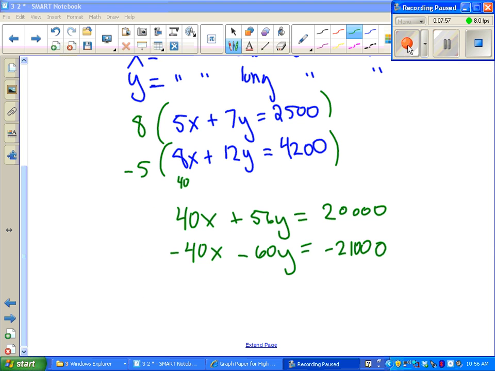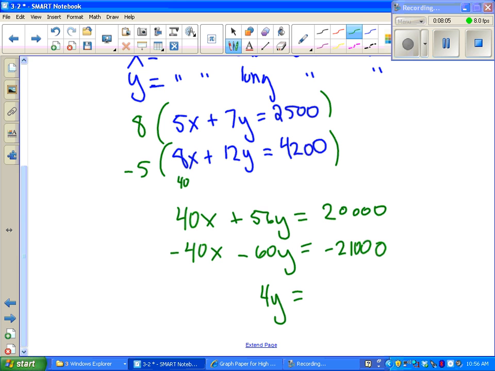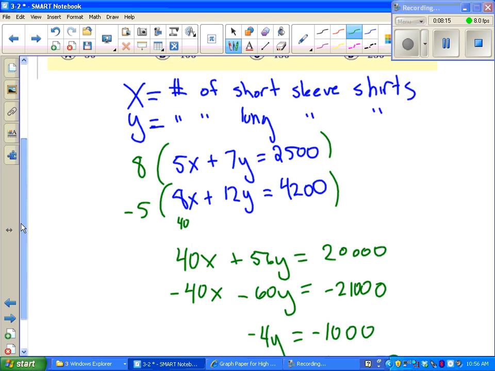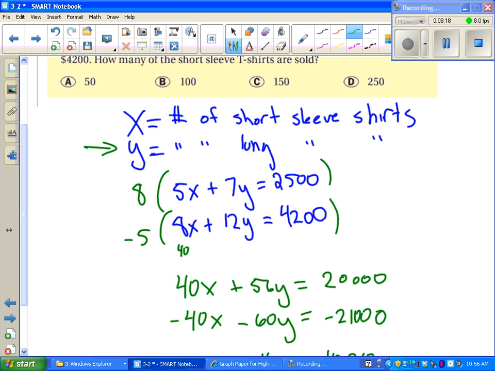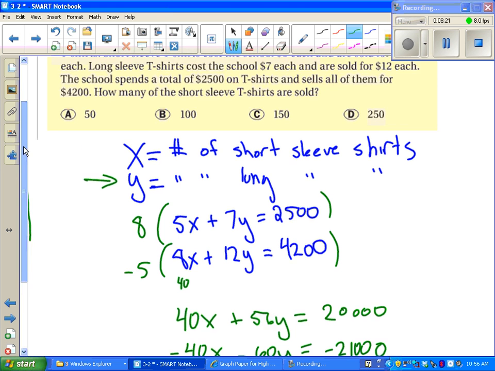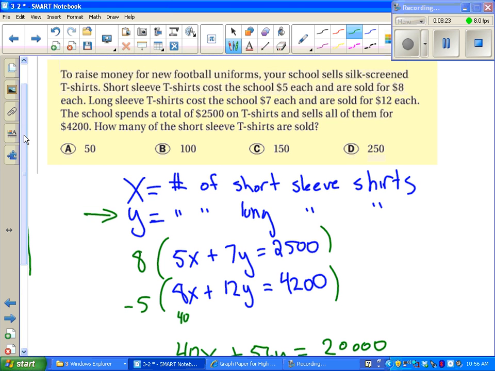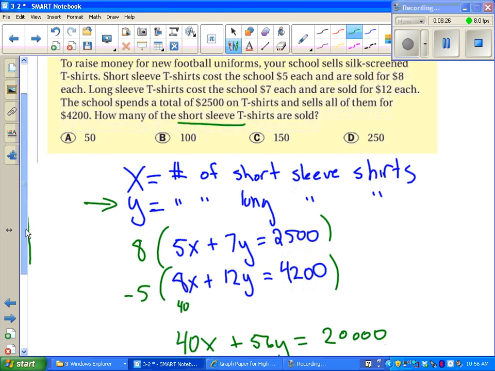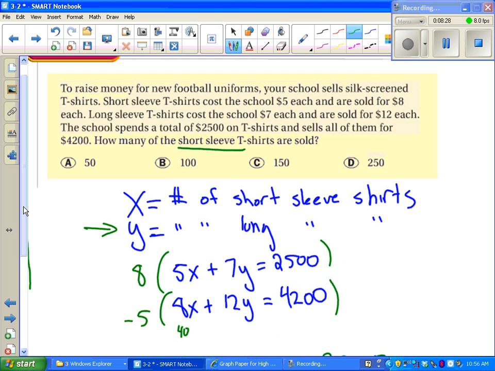So let's look at what that gives. At this point, we get the elimination of the x's, and we see we get -4y equals -1,000. y equals 250. Now we have to be careful. y was the number of long sleeve shirts sold. Go back to the problem. It's asking how many short sleeve shirts were sold. So we got 250, and 250 is one of the answers, but that's a trap. 250 is how many long sleeve shirts we sold.